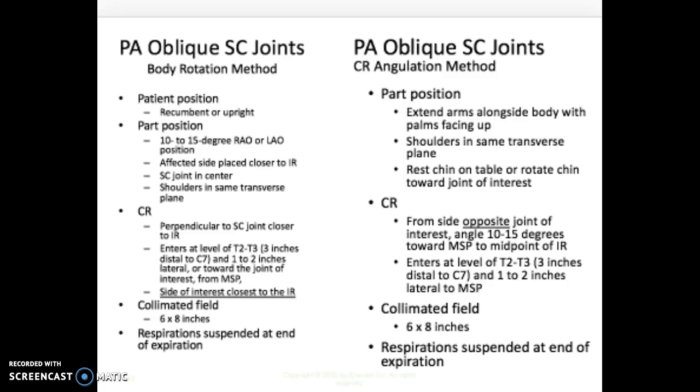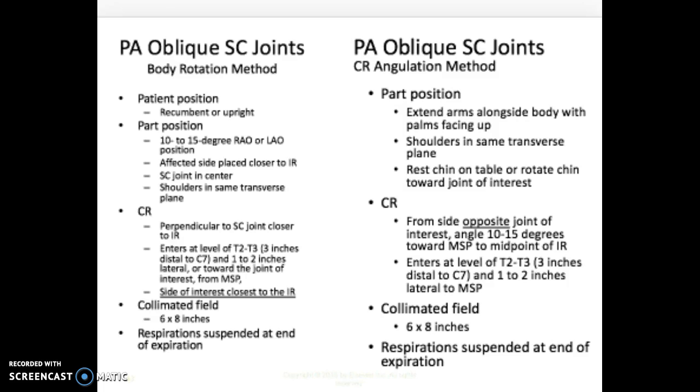All right, and here are the two different ways that you can do the oblique views. According to Jeff, your angles should be about 5 to 10 degrees for the joint that's closest to the IR, or you can roll your patient 10 to 15 degrees if you want to take an image of the joint farthest from the IR. Just be sure to include both joints in case your angle is a little bit off.